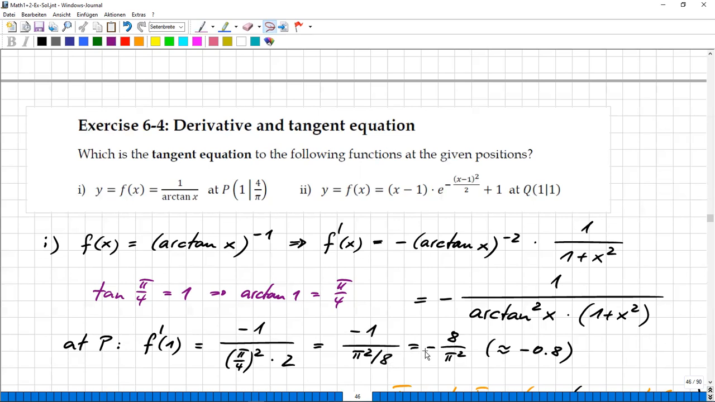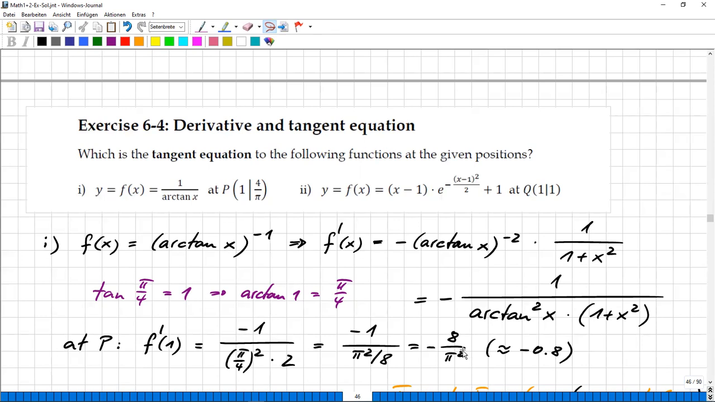So I get negative, head and tails exchanged. So head over tails, how do you say? I don't know. So we get negative, the 8 gets here in the numerator, and then we get 8 over pi squared.